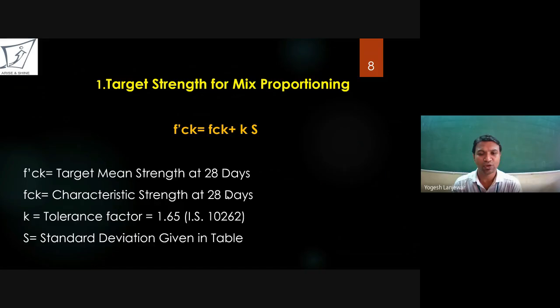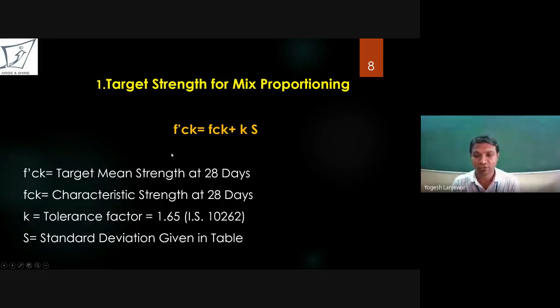So I have mentioned here the formula. F'ck is equal to fck plus K into S, where F'ck is nothing but the target mean strength, which is equal to the characteristic strength plus a constant into standard deviation. The value of K is 1.65, whereas the value of S changes. It is from 3.5 to 5. Now F'ck is the target mean strength, and that should be at 28 days. fck is the characteristic strength at 28 days.